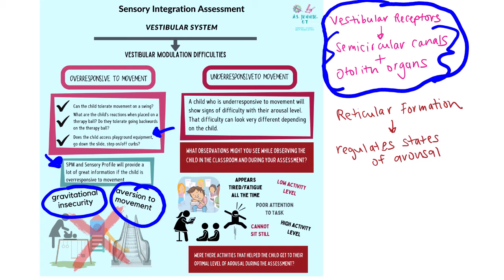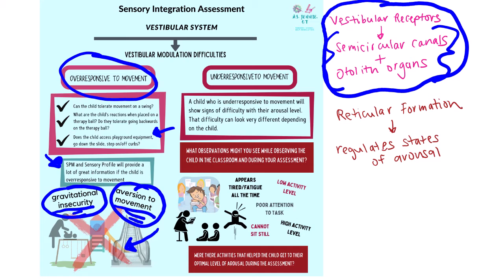Usually there are items in there that ask, are they fearful of movement? Are they fearful of going on the escalator? Do they like swings? Do they easily go on and off curbs and things like that? So that's really important information to gather from the parent. Okay, so that is over responsivity to movement, and mostly we see gravitational insecurity. Aversion to movement is not very common, so you might see that, but it's not a very common thing that we will see.